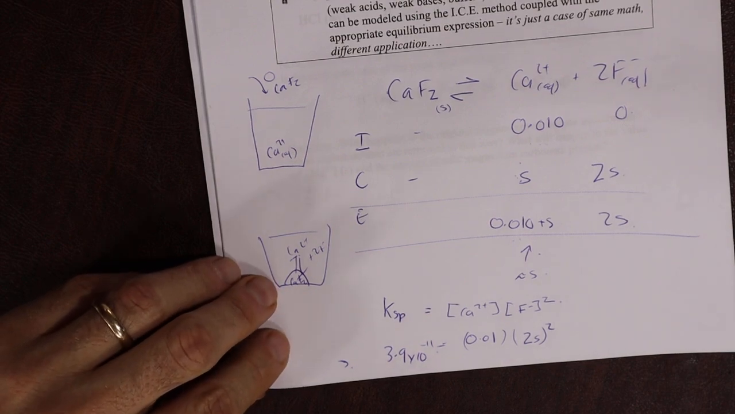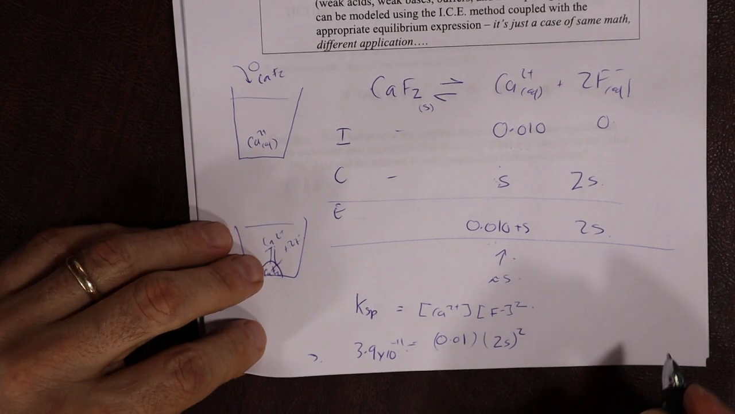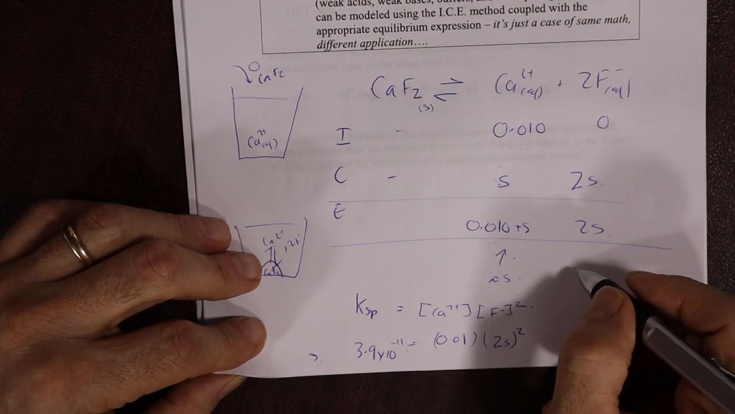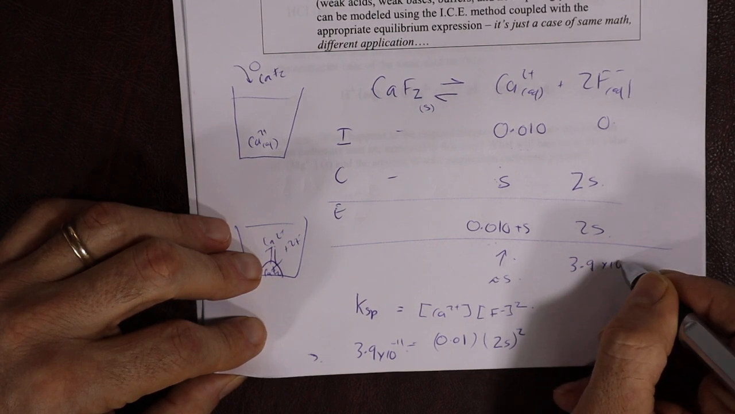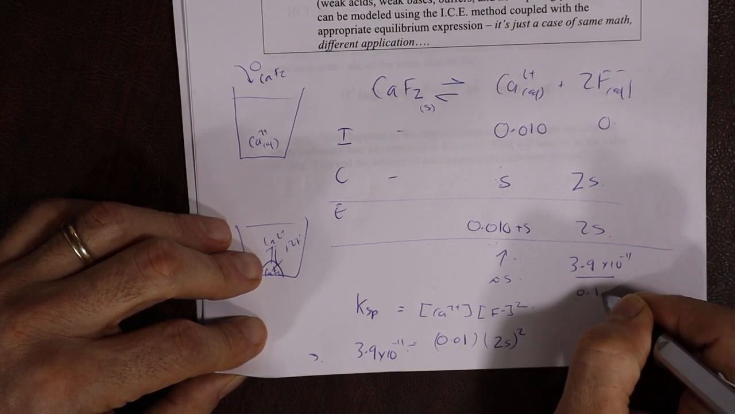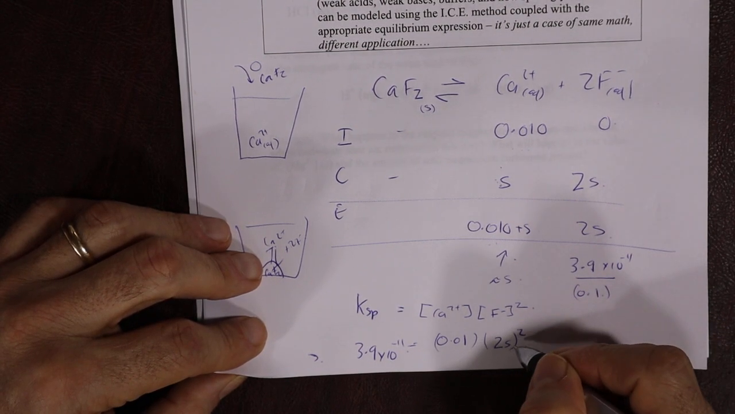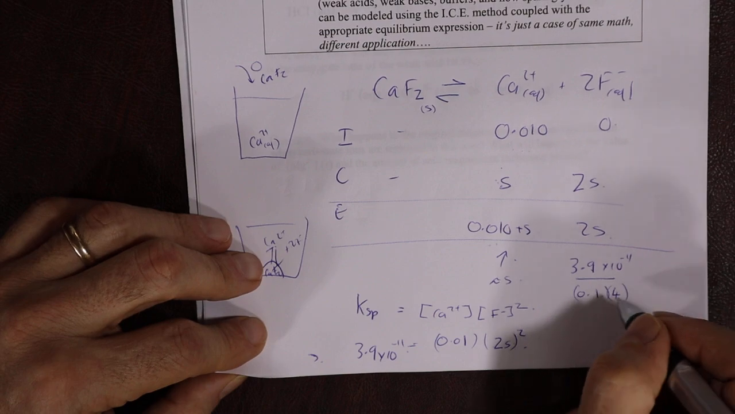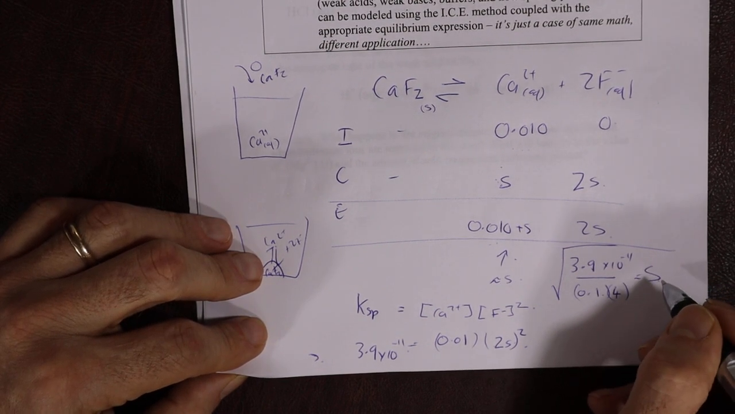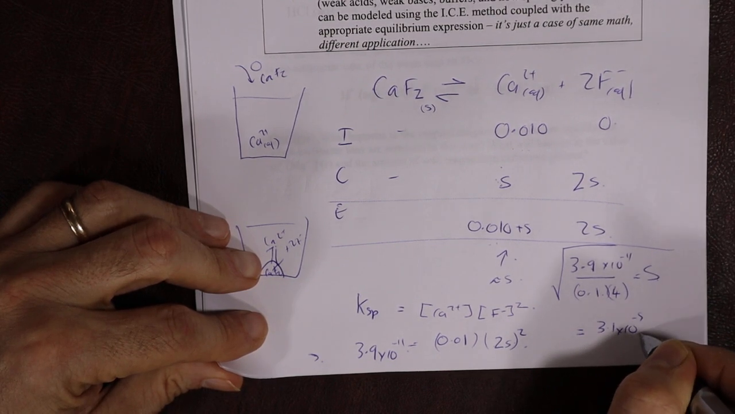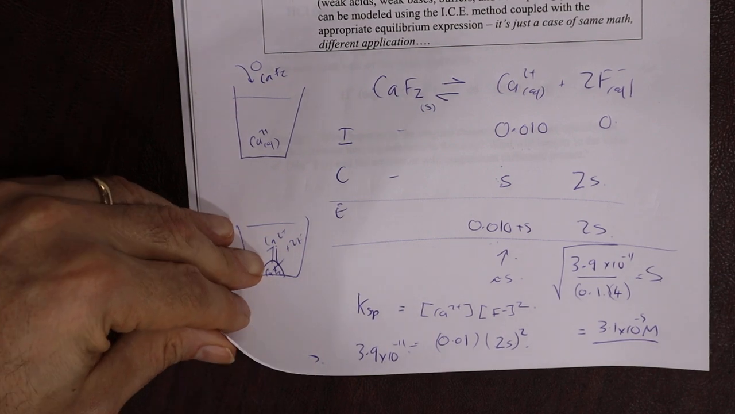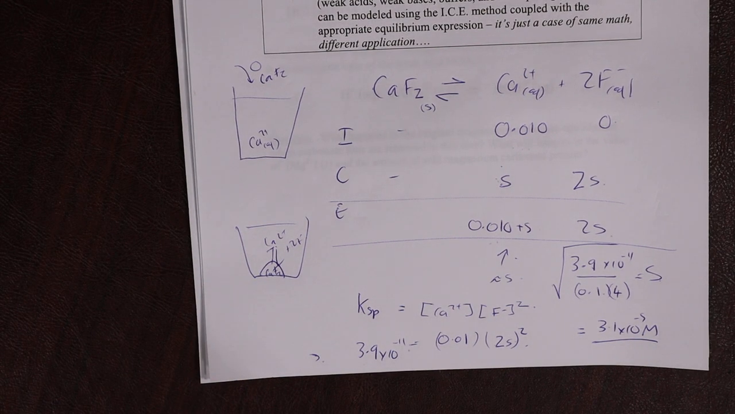So basically we're going to solve for S. 3.9 times 10 to the minus 11 divided by 0.01. That's out, that's 4S squared, isn't it? So that's divided by 4, square root, equals S, which equals 3.1 times 10 to the minus 5 moles per liter. Just double check. Yep, 3.1 times 10 to the minus 5.